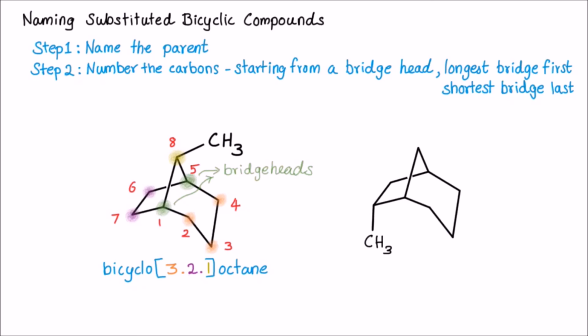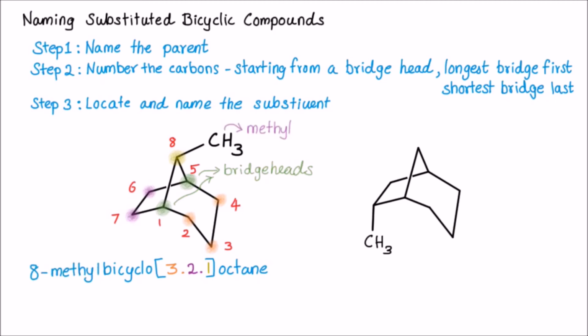Right, there are 8 carbons. Now what's the name of the substituent? Methyl, we all know it's the name of the substituent. What's the location of the substituent? Yes, carbon number 8. So step number 3 is locate and name the substituent. Here it's methyl, and the location is 8. So the name of the substituent is 8-methyl.